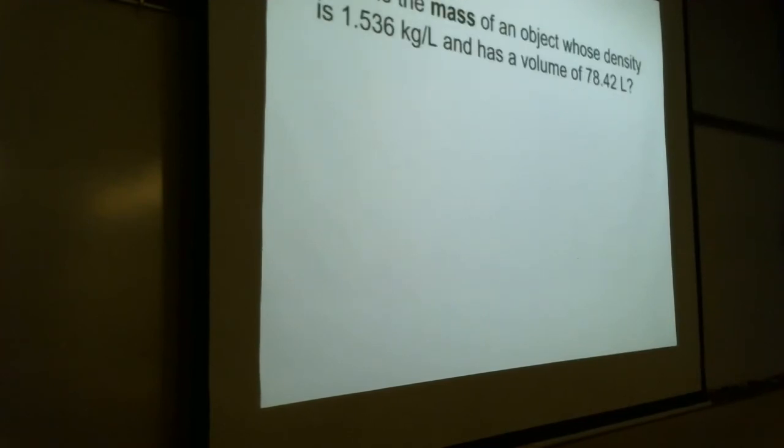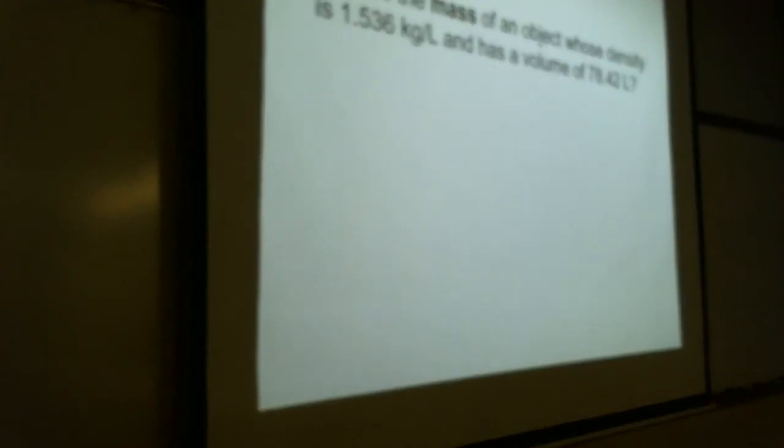All right, one last one. What is the mass of an object whose density is 1.536 kilograms per liter, has a volume of 78.42 liters? I'll pause the video, let you try this one.